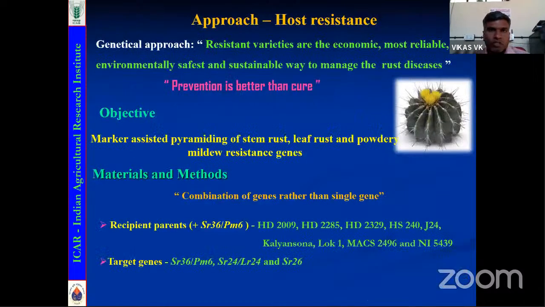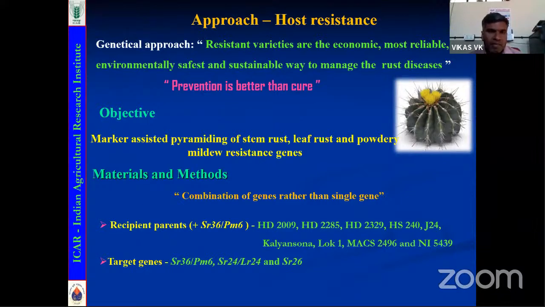The main approach is host resistance, or the genetic approach, which is considered the most reliable, economic, environmentally safest and sustainable way to manage the disease. So it's nothing but the prevention is better than cure approach. The objective of this study is marker-assisted pyramiding of highly resistant stem rust, leaf rust, and powdery mildew resistance genes to make the host resistant to the diseases.